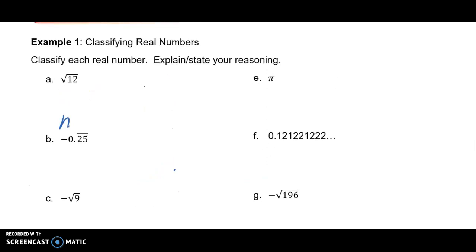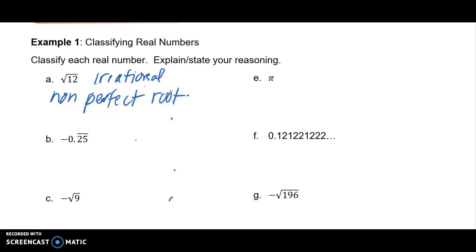So let's take a look at some examples down here. Our first one is the square root of 12. If you've been studying your set of perfect squares and cubes, then you should know that 12 is not a perfect square. So therefore, this is an irrational number, and my reasoning is that it is a non-perfect root. Okay, I'm going to go across instead of down. So we'll look at example E, and you already saw pi up there in our graphic organizer, so we know that that is irrational.